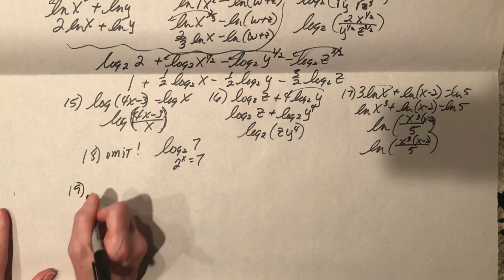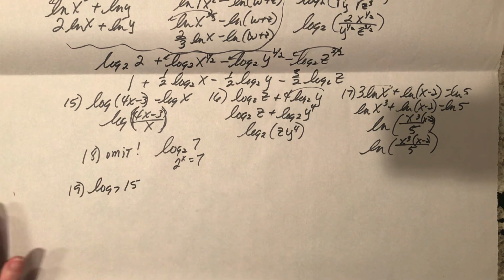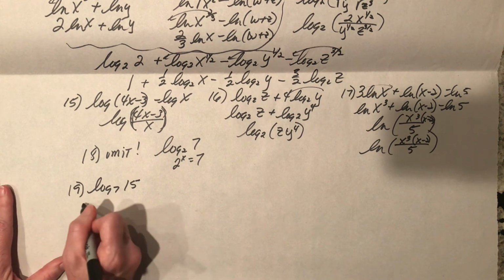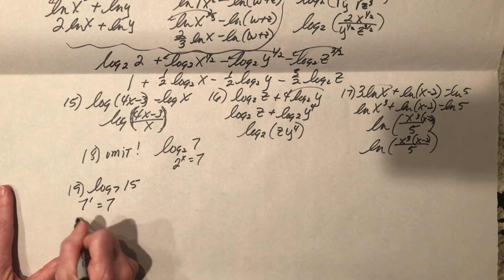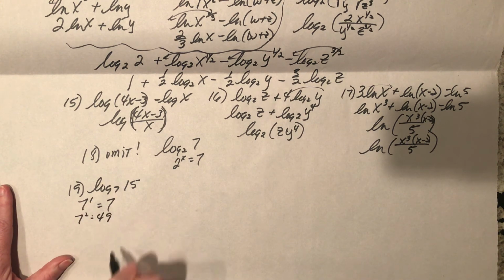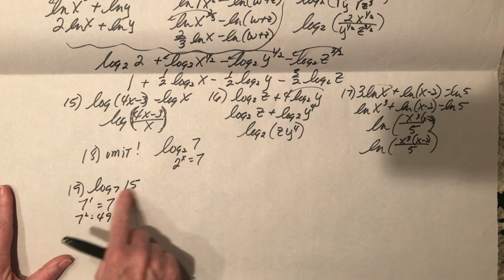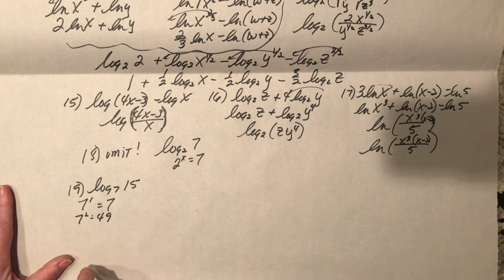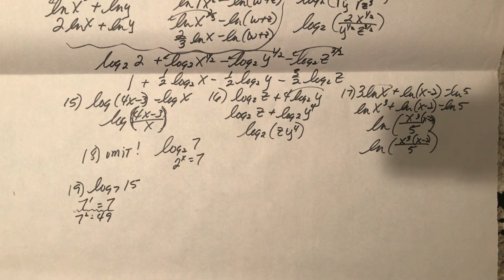Number 19 asks you for log base 7 of 15. It's asking you, what do you have to raise 7 to make it be a 15? Well, let's look a little bit. 7 to the 1st is 7. 7 to the 2nd power is 49. So we know that our exponent, remember the answer to a log is always an exponent, is going to be somewhere in this neighborhood, 1 point and some change.